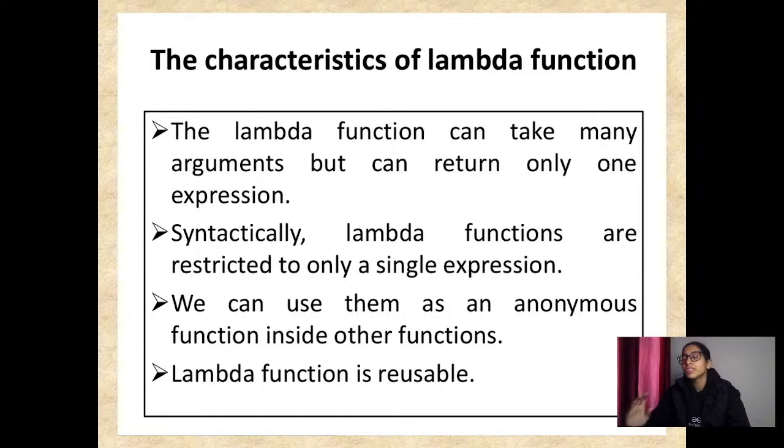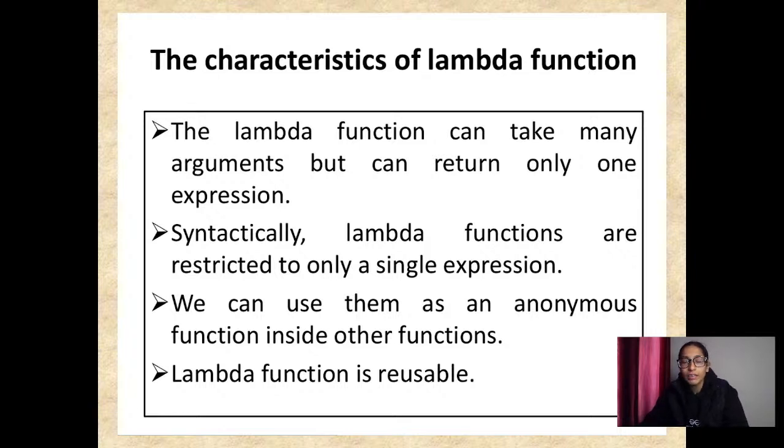So what are the characteristics of a lambda function? The very first characteristic is that it can take any number of arguments, but it can only return one expression. We can give an input of almost every argument, but in return we will get only one expression as an output. Second, lambda functions are restricted to a single expression.